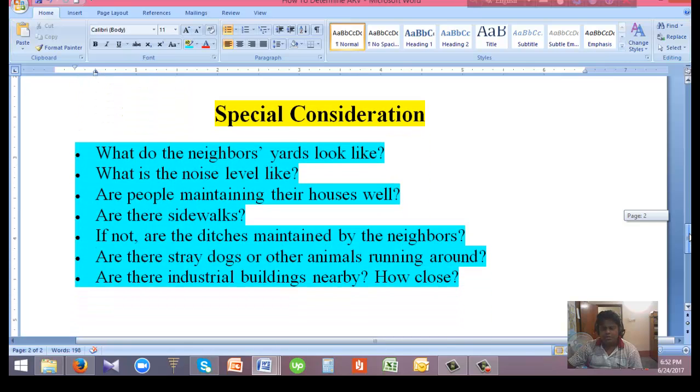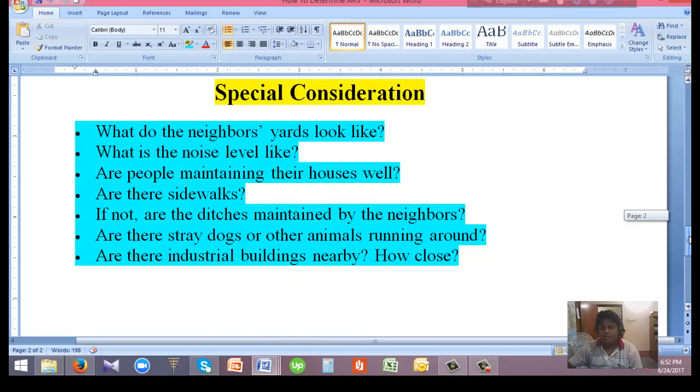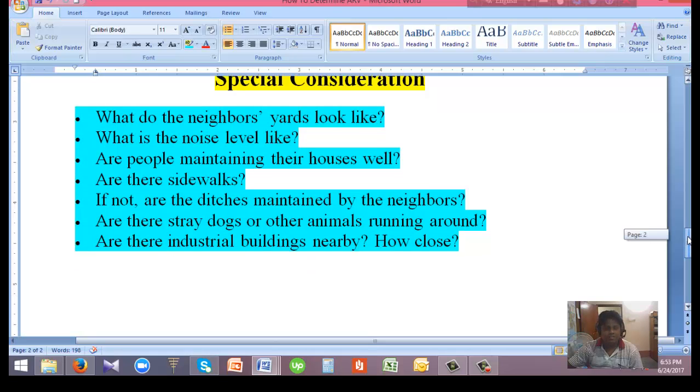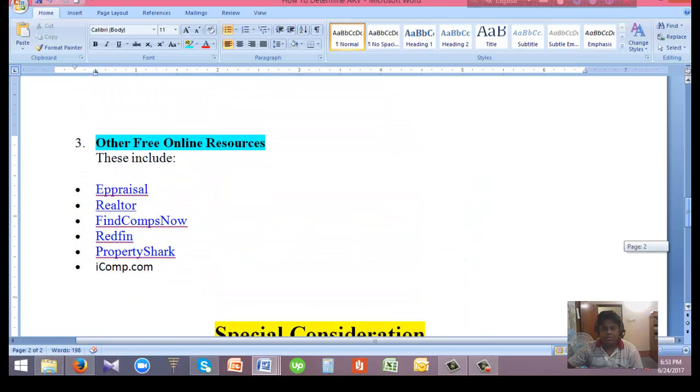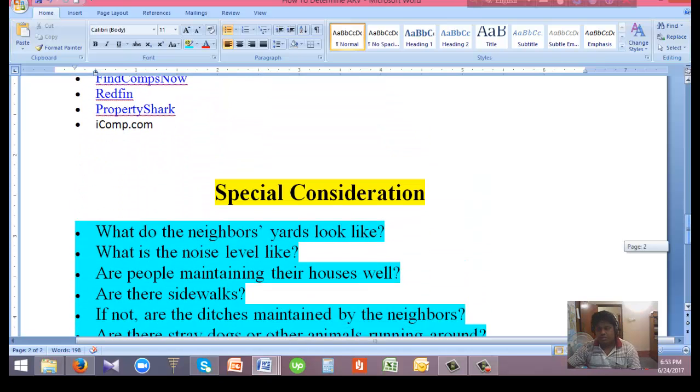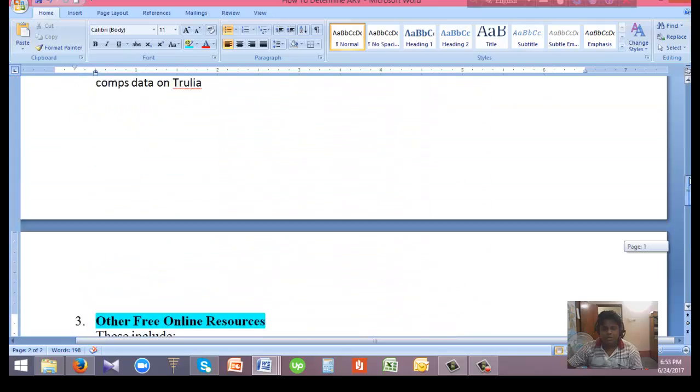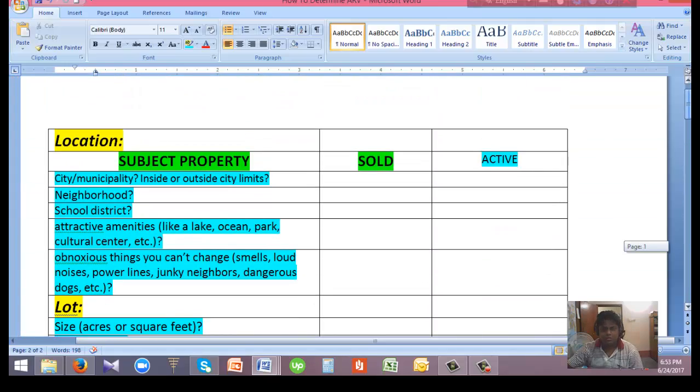We will enforce some special considerations when we buy a hard property. What do the neighbors' yards look like? What is the noise level like? Are people maintaining their houses well? Are there sidewalks, and if not, are the ditches maintained by the neighbors? Are there stray dogs or other animals running around? Are there industrial buildings nearby, and how close? We will consider all of this when we compare the subject property with our listed or sold property.